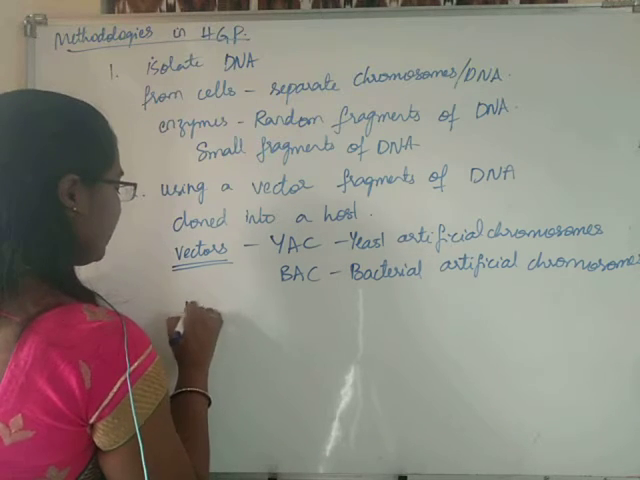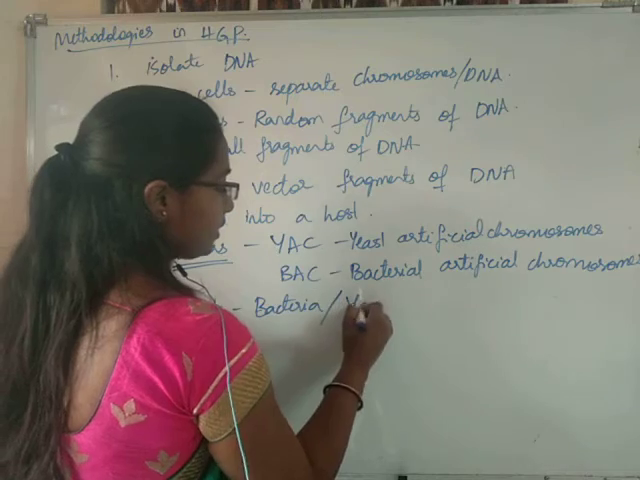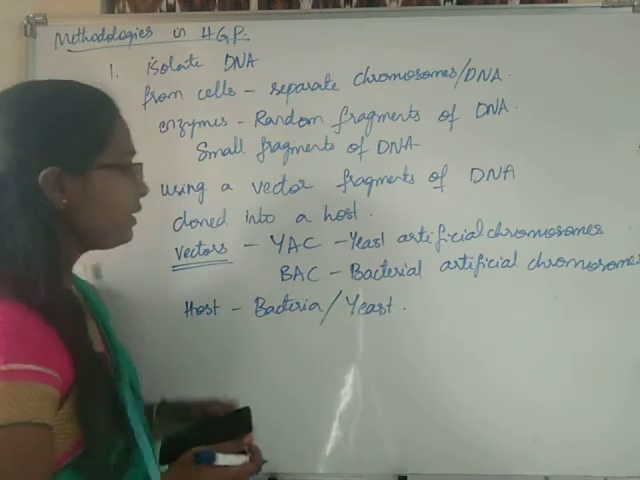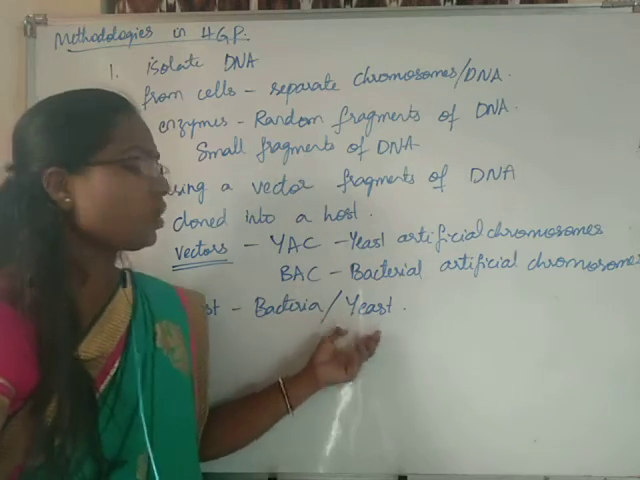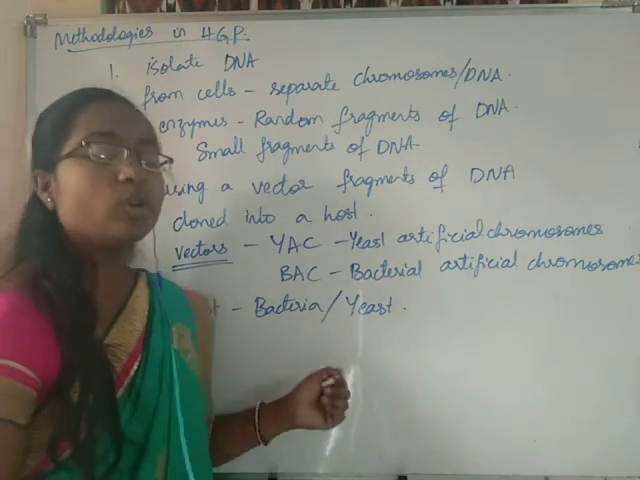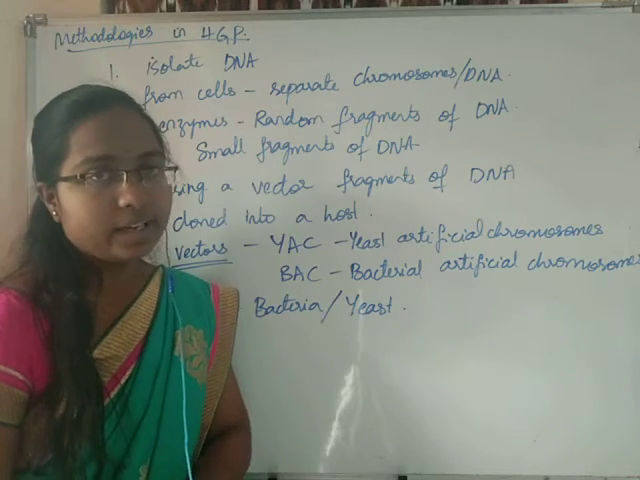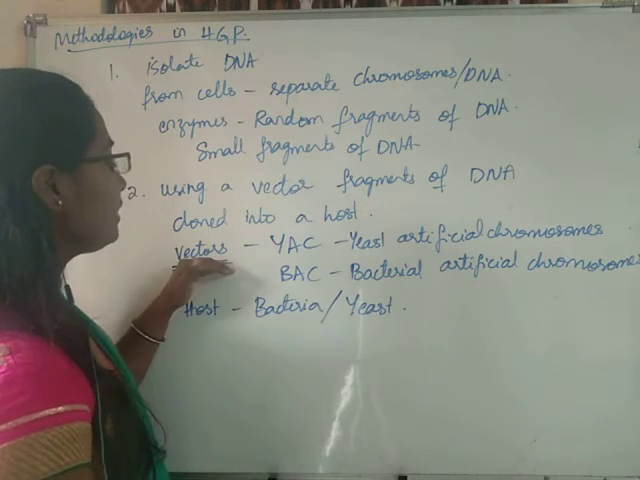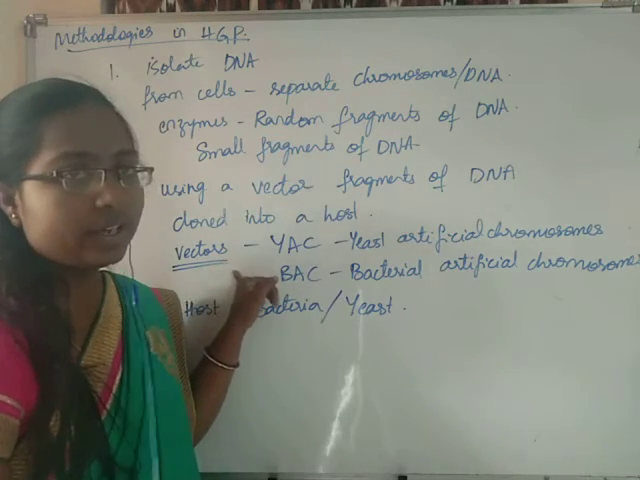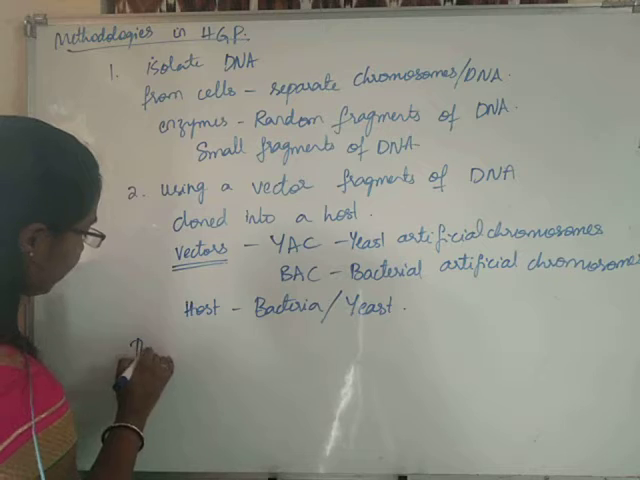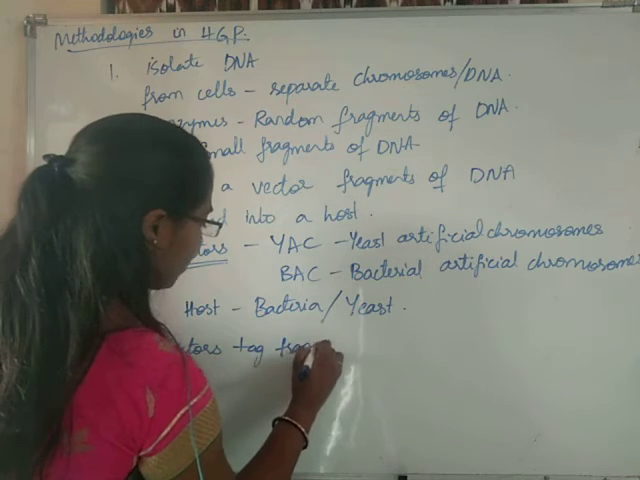And what is the host, students? Here the host is generally a bacteria or a yeast for these fragments of DNA. Why are we generally choosing bacteria or yeast? Because they have very small sized DNA. So by utilizing these vectors, we first tag the small fragments of DNA to the vectors.